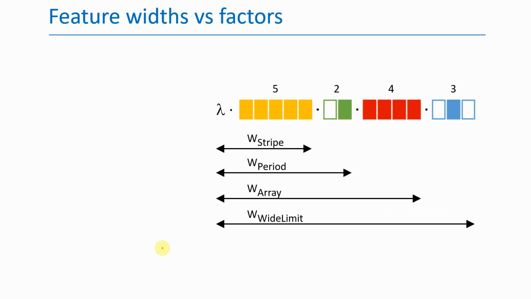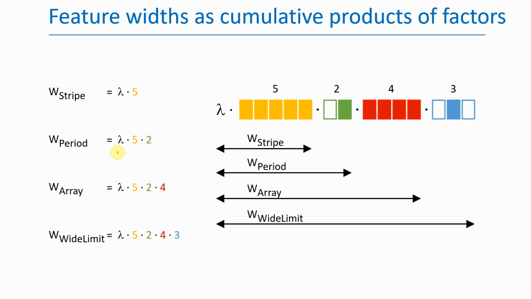But let's clarify a very confusing point. There are factors and there are widths, but they're not the same thing, so be careful not to mix them up. The difference is that the widths are cumulative products of many links of the chain, then multiplied by the wavelength. For example, the stripe is the lowest ranking factor size times the wavelength. The period is the product of the 2 lowest factor sizes times the wavelength. The array is the product of the 3 lowest factor sizes times the wavelength, and the wide limit is the product of all 4 factor sizes times the wavelength. The widths all carry length units like microns or meters, but the factor sizes are dimensionless.